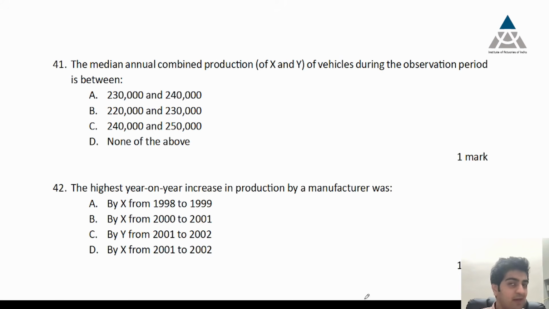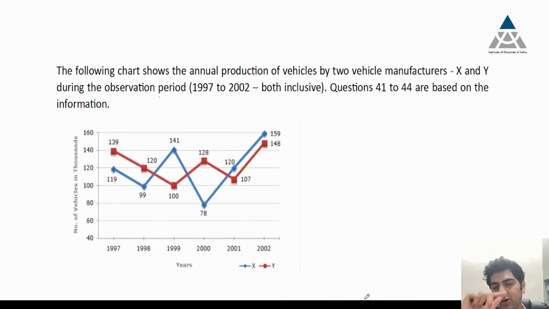The area where this approach will not work is, let's say, if you have option D, which is none of the above. If you have a none of the above option, then you actually have to look at all the growth factors, all the growths. Again, you don't need to look at all of them because, for example, this is a declining one. So why would you look at that?